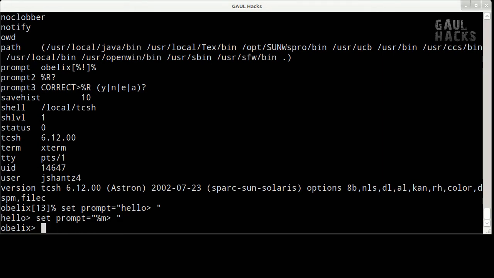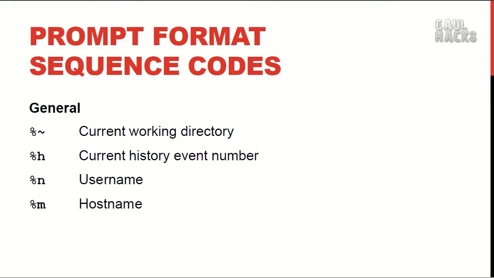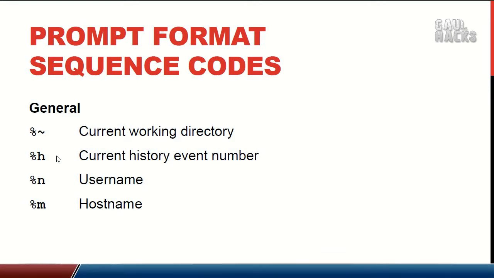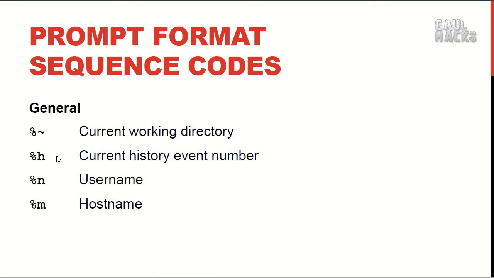Let's take a look at some of the other format sequence codes that we've got available to us. Now first off, I'll post a link to this information on the GAUL Hacks site, so don't worry about memorizing any of this. You can also find all of this information in the TCSH man page. So as you can see here, we've got sequence codes for displaying the current directory that we're in, the current history event number, so we saw that before in the default Obelix prompt. That was entered as percent exclamation mark, but that's the same thing as %h.